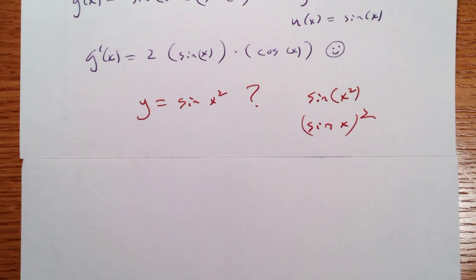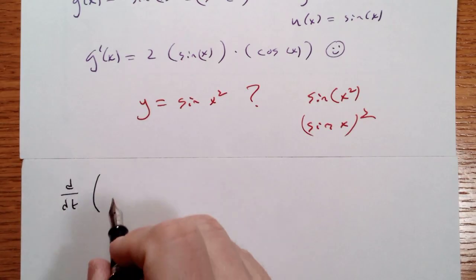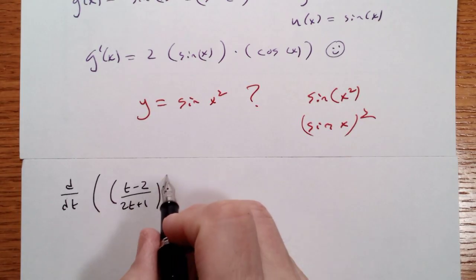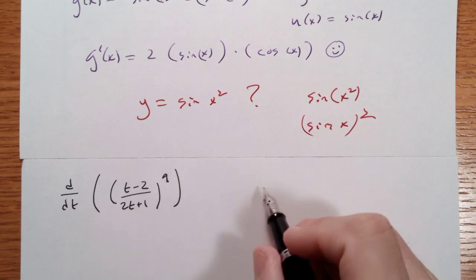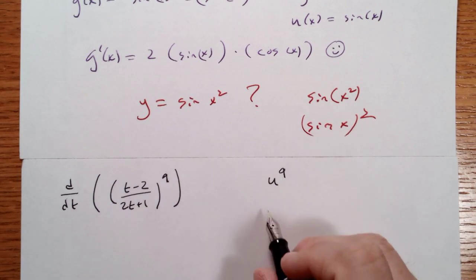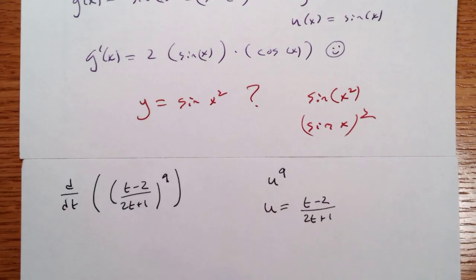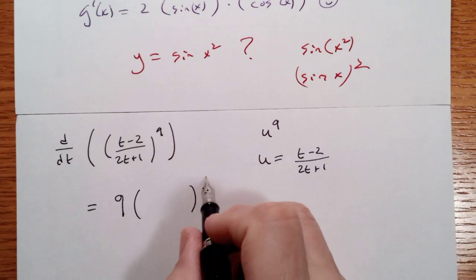Sometimes the algebra we choose to do can be done in several different ways. I want the derivative with respect to t of t minus 2 over 2t plus 1 to the 9th. Now you have a couple choices about how you address this. You could think of this as ugly thing to the 9th, where our ugly part is t minus 2 over 2t plus 1. In which case, when you do the derivative, you get 9 ugly to the 8th.